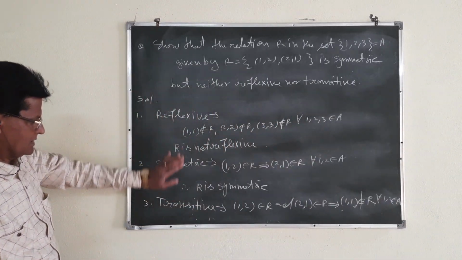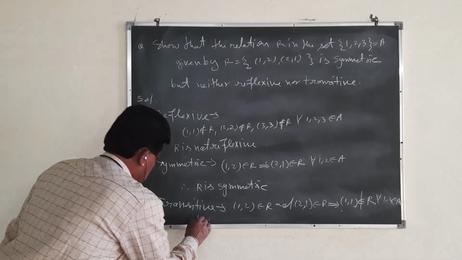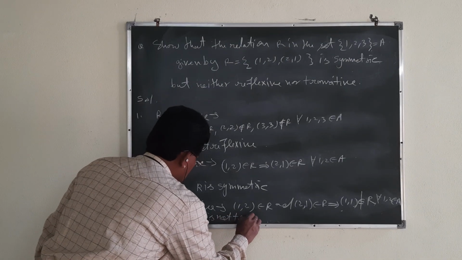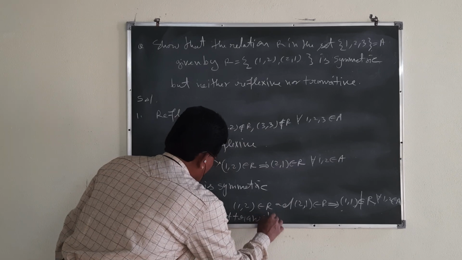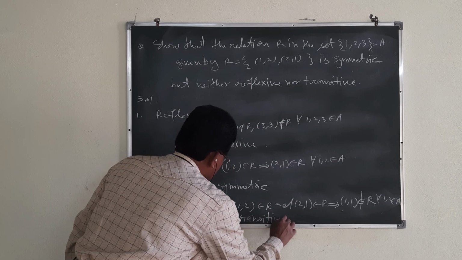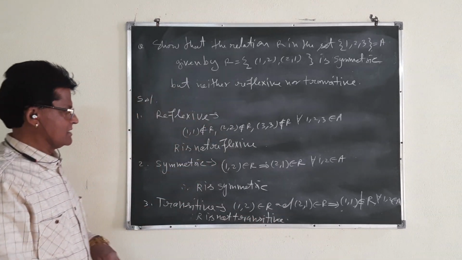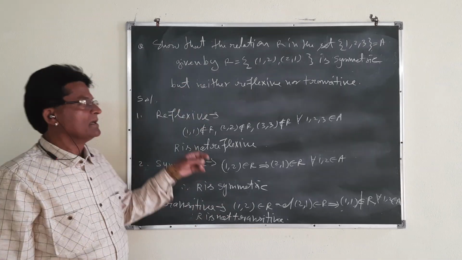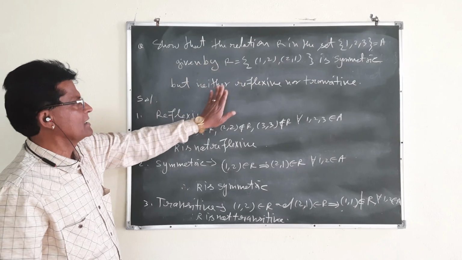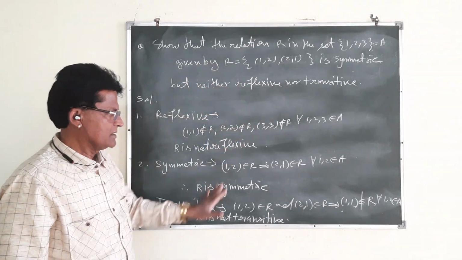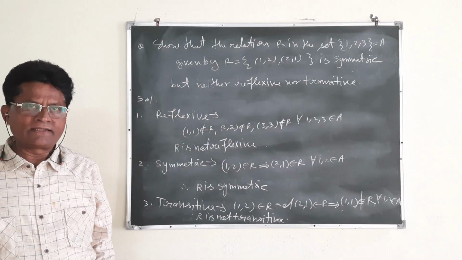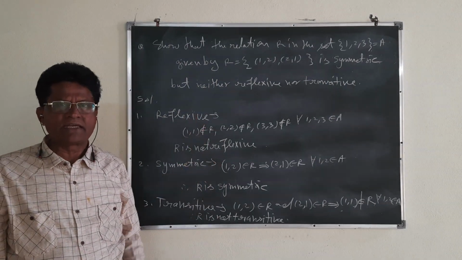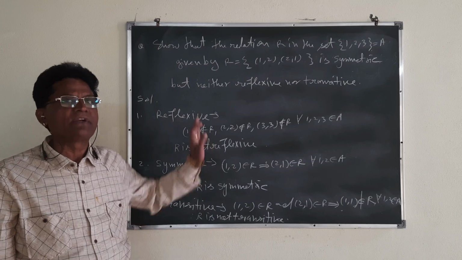Dear student, this relation R is not transitive. Very simple question, and all of you understood the solution. In the simplest way I explain over here: the given relation is symmetric but neither reflexive nor transitive. I think you will solve this question. If such a question comes in the CBSE examination, definitely you will solve it.